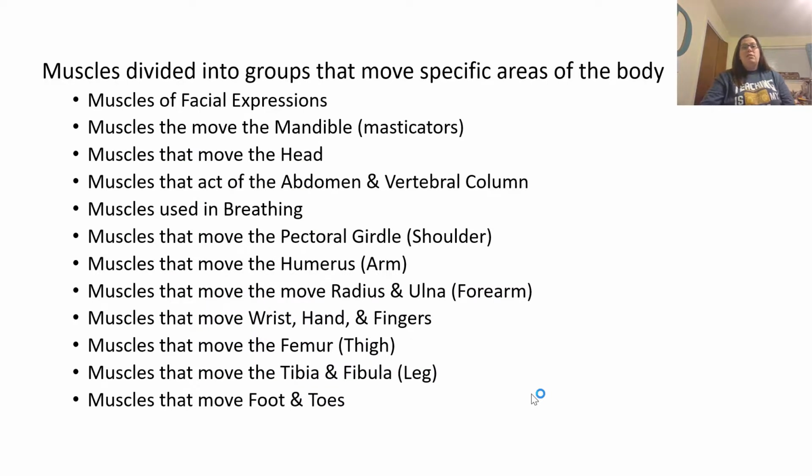Now guys, muscles are divided into groups that move specific areas of the body, and this is also how you are going to end up modeling the muscles when you work in lab. Okay, so you're going to take your clay or your Play-Doh and you're going to model these different muscles on your little skeleton. So there's going to be muscles that we're going to look at for facial expression. There's going to be muscles that move the mandible. This is for masticators, which help you chew or move your mandible.